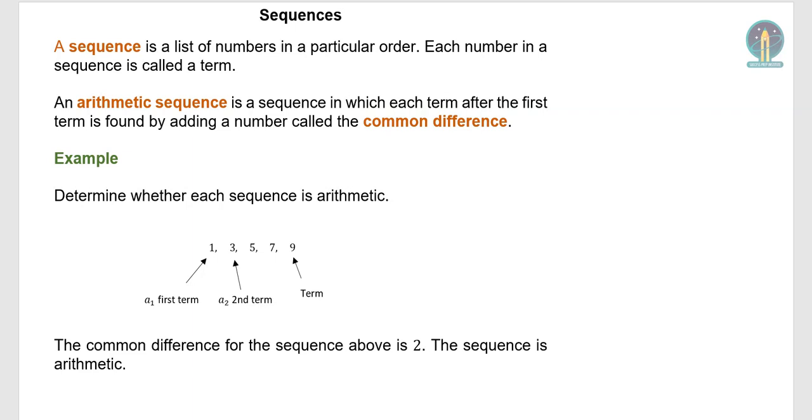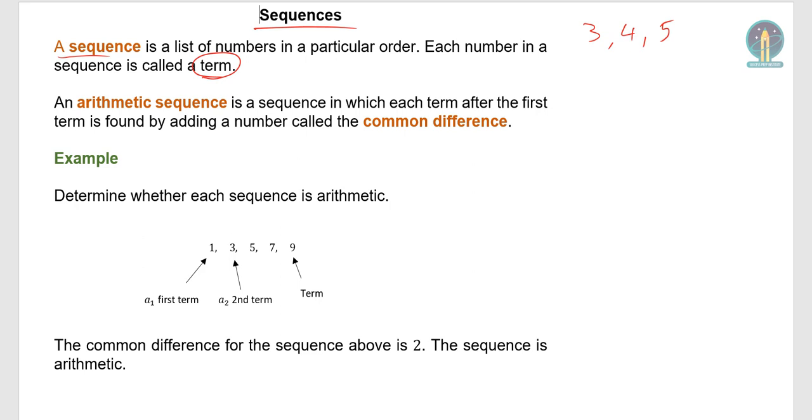In this concept, we're going to talk about sequences. A sequence is a list of numbers in a particular order. Each number in a sequence is called a term. So 3, 4, 5 is a sequence consisting of 3 terms, and they have a particular order.